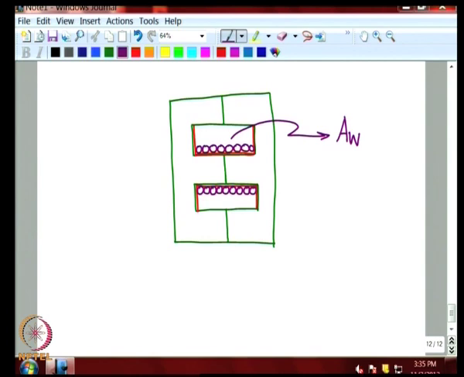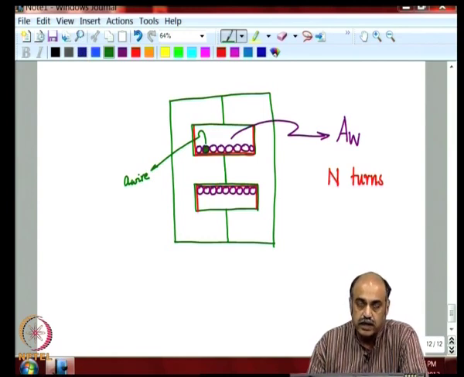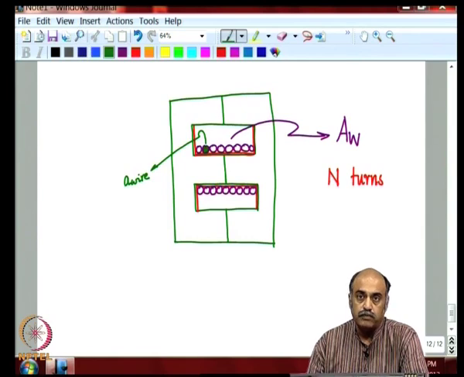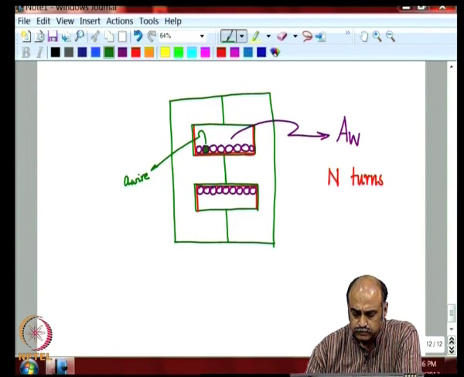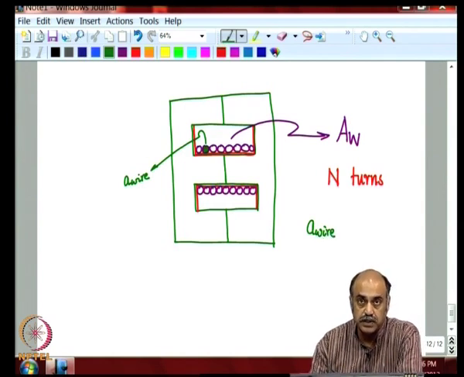Now, within this AW window area, what should fit? All these n turns should fit. Now, each of these n turns has a cross section area. Let us say it has a cross section area A wire. Now, A wire is decided based on the thickness of the wire gauge, and the thickness of the wire gauge is decided based on the amount of current that a wire has to carry, and the amount of current, of course, is obtained from the electrical circuit side by electrical analysis. So, A wire is the cross section area of the wire.